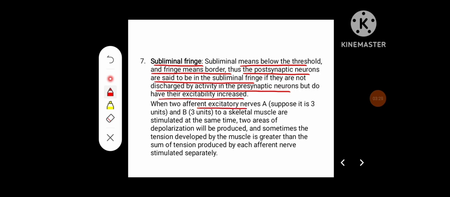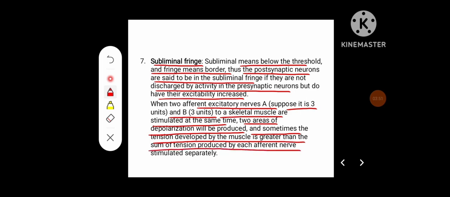When two afferent excitatory nerves, that is nerve A, which is supposed to excite 3 units, and B, which is supposed to excite 3 units of a skeletal muscle, are stimulated at the same time, two areas of depolarization will be produced, and sometimes the tension developed by the muscle is greater than the sum of the tension produced by each afferent nerve stimulated separately.